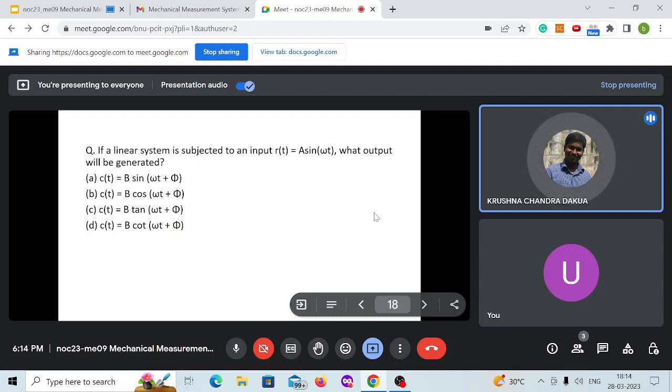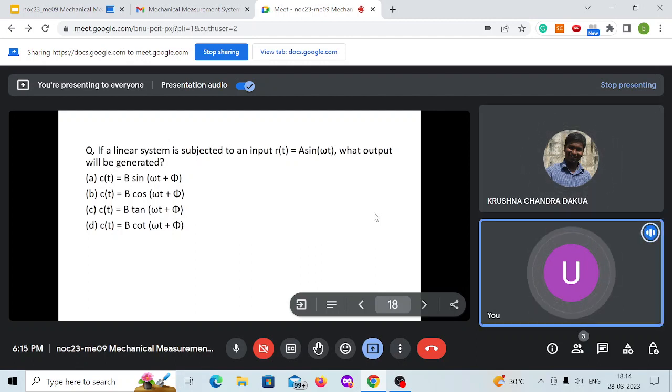Sir, if the input is sinusoidal, the output also should be sinusoidal, no? Yes, correct. It will have a phase lag phi, but the nature of it will remain the same. The sine wave remains a sine wave, but it will be shifted by some amount due to the phase lag. So that is option A.